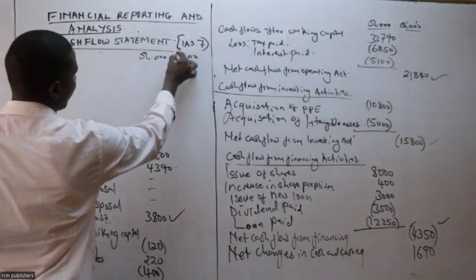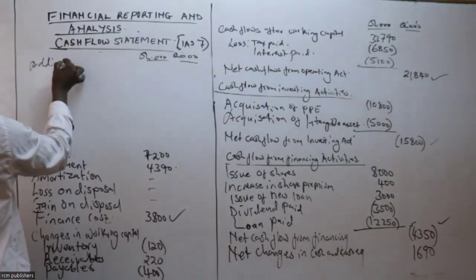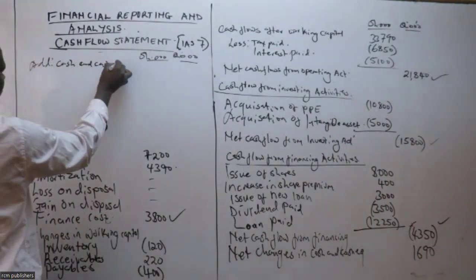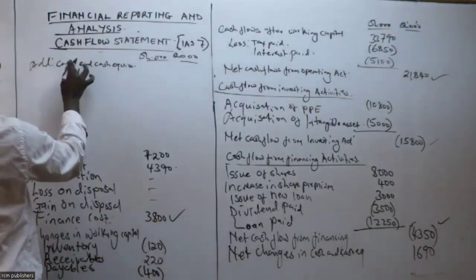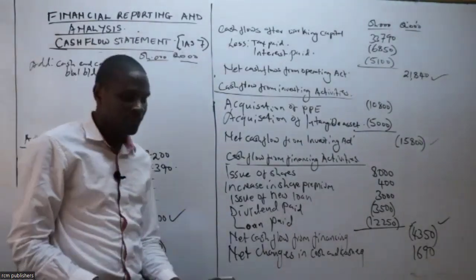From that you add cash and cash equivalent brought down, balance brought down. How do we get the cash and cash equivalent balance brought down?